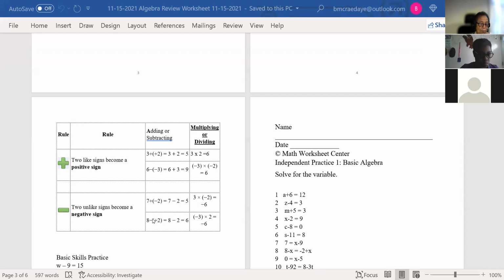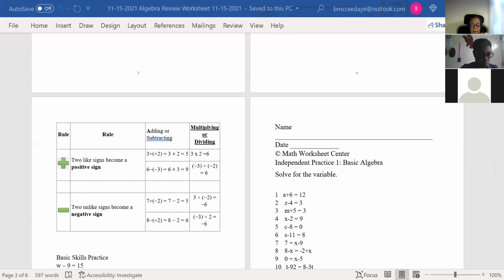Here you have an 8 plus and a plus 2. This is a minus and a plus 2. That gives you a minus 2. 8 minus 2 is 6. When you're multiplying or dividing unlike signs, you get negative. So that means a plus 3 times a minus gives you a minus. A minus times a plus gives you a minus.